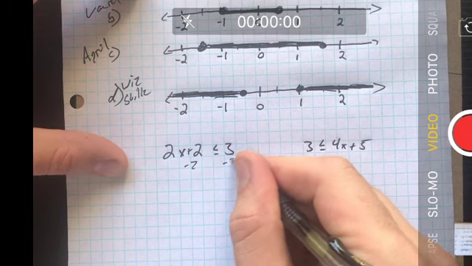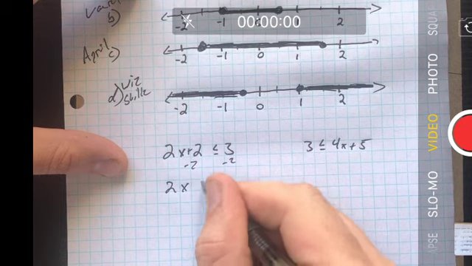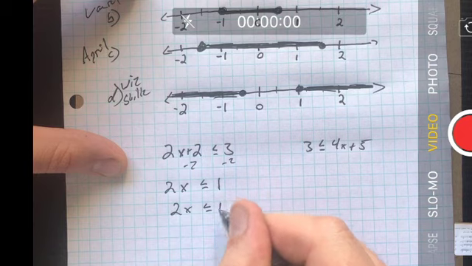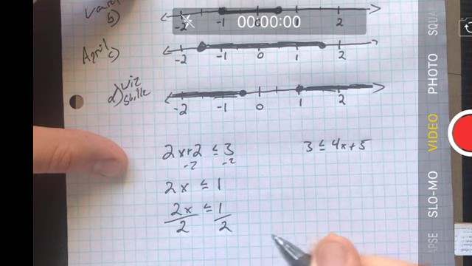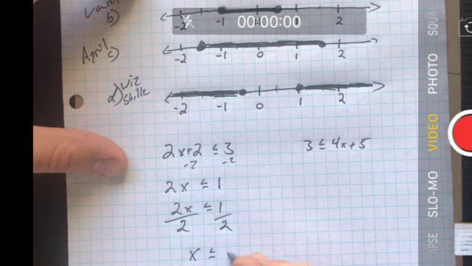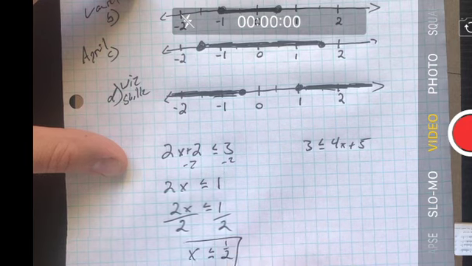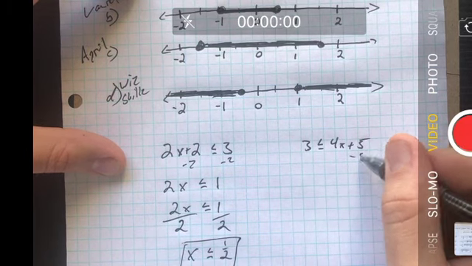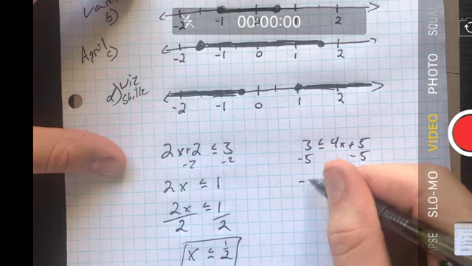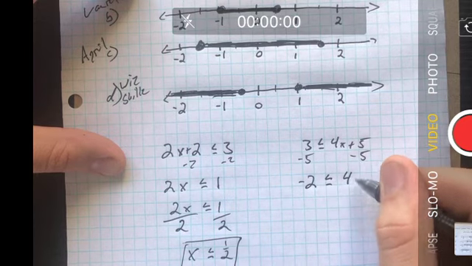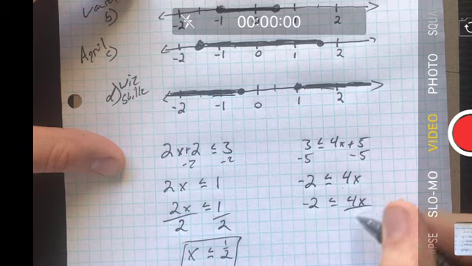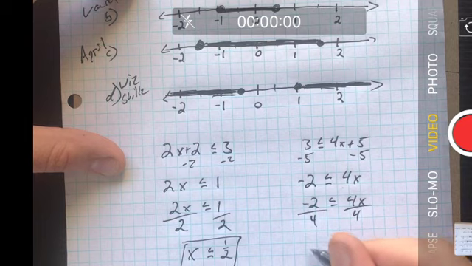We'll subtract 2, subtract 2. Okay. I'm going to divide by 2, divide by 2. So x is less than or equal to 1/2. That's one of our conditions. Now let's see about this side. Minus 5, minus 5. Okay. Divide by 4, divide by 4. Negative 1/2 is less than or equal to x.